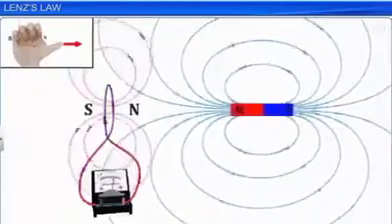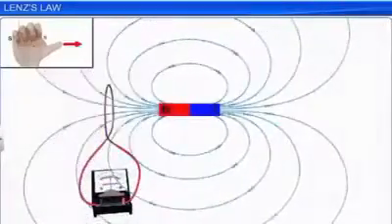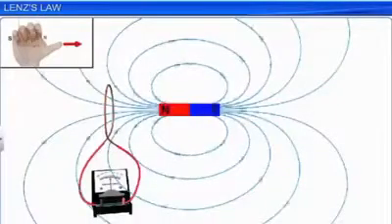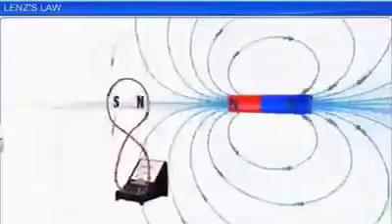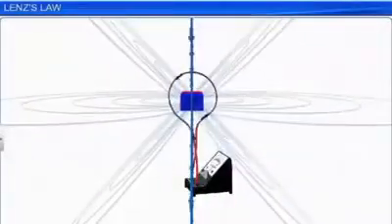This causes the magnetic flux through the coil to increase. A current is induced in the coil which opposes this increase in flux. The induced current is in a counterclockwise direction, looking from the bar magnet side.